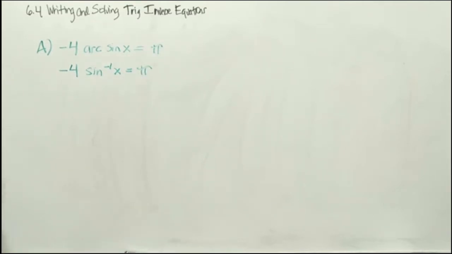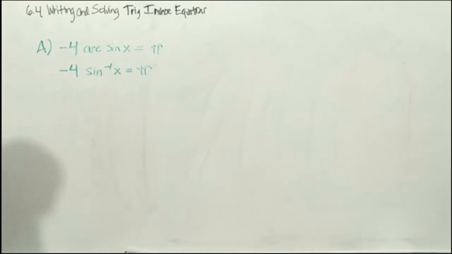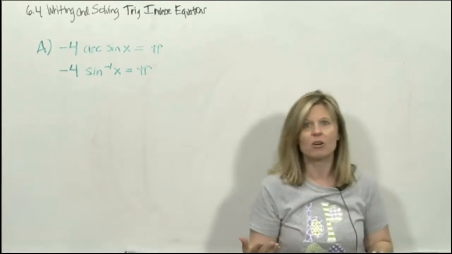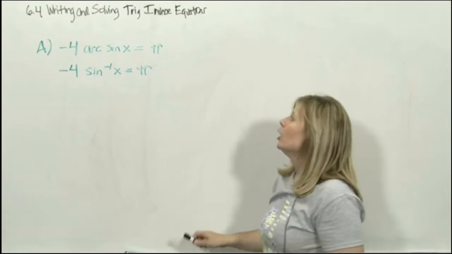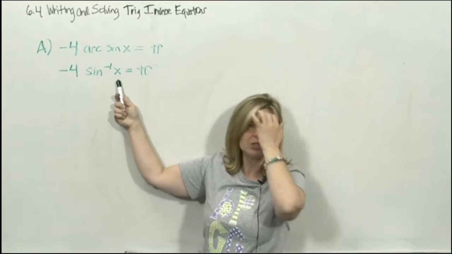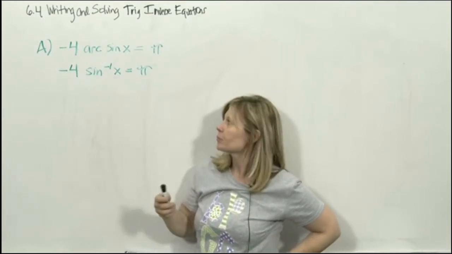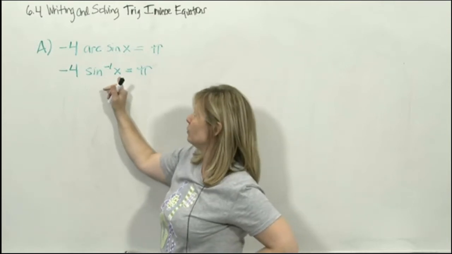So I can rewrite it. If you don't like the word arc, just rewrite it with the -1 exponent. The reason we rewrite it like that is because that's how our calculators are programmed. Your job is to solve for x, like we've been doing. What I want you to understand is what you're finding. And we're going to get x by itself.